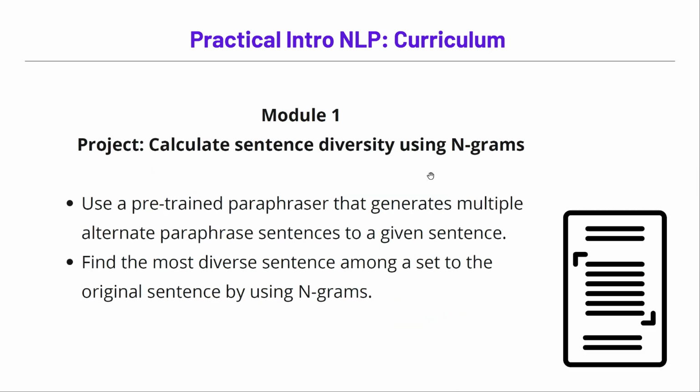And module 1 will have a project where we calculate sentence diversity using n-grams. We'll get introduced to the idea of n-grams, and we'll use a pre-trained paraphraser. You don't need to really understand that, you can just use the code. But the biggest thing is that as the paraphraser generates multiple sentences, we will see how we can rank them based on the most diverse ones using the n-gram approach.